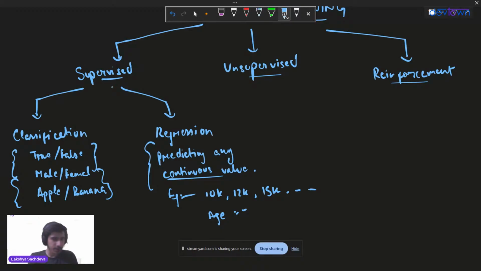Is this clear, guys? The basic definition of classification and regression is clear, guys.